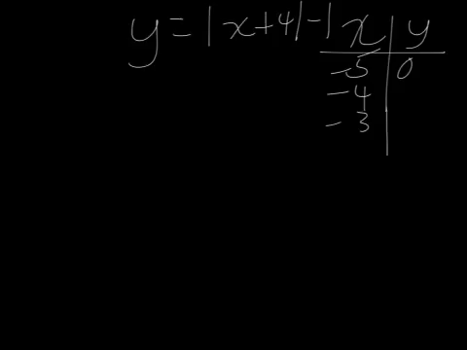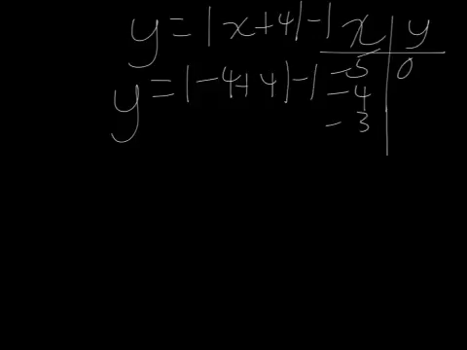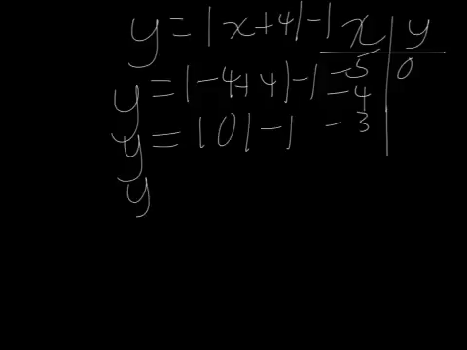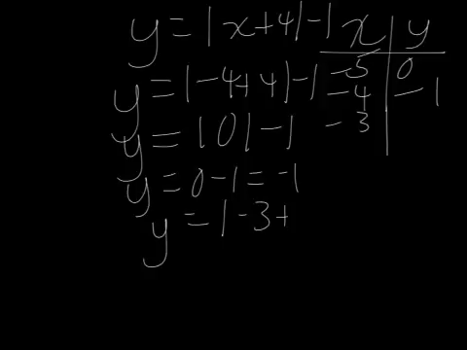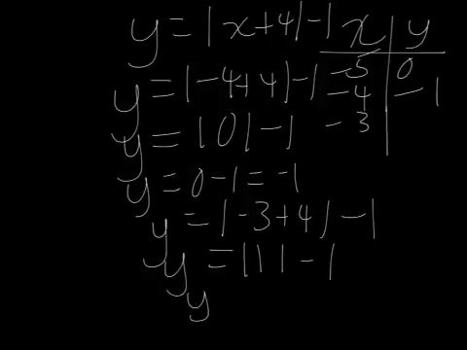Next I'm going to put in negative 4. So I'm going to say y is equal to the absolute value of negative 4 plus 4 minus 1. Negative 4 plus 4 is going to be 0. The absolute value of 0 will be 0. And 0 minus 1 is going to be negative 1. So I'll put in (negative 4, negative 1). And then let's do the same thing for negative 3. Negative 3 plus 4 is going to be a positive 1. Absolute value of positive 1 is 1. 1 minus 1 is going to be 0.